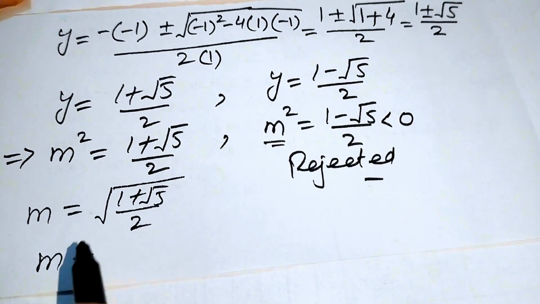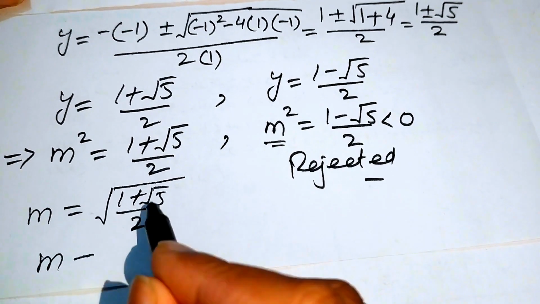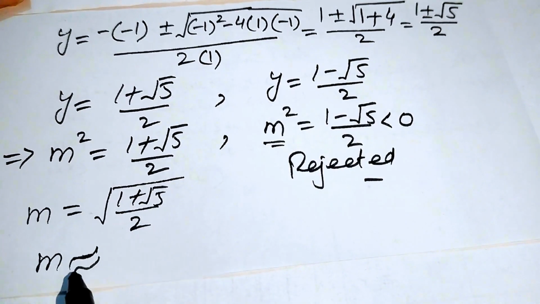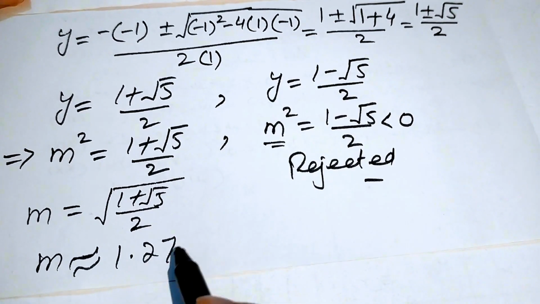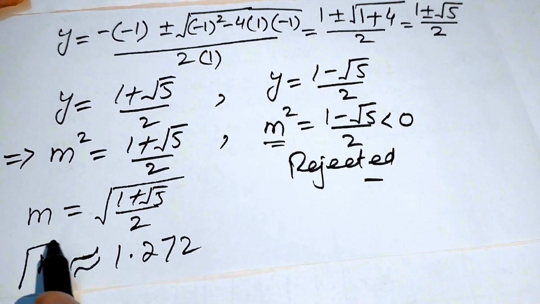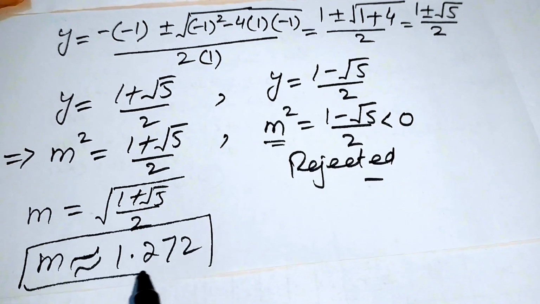When we simplify this expression, we approximately get the value of m as 1.272. So this is our final answer to this problem.